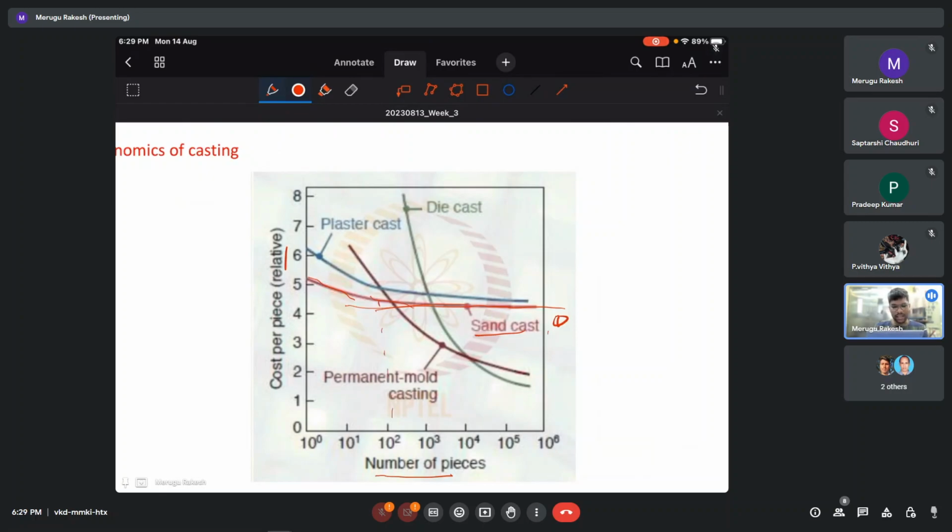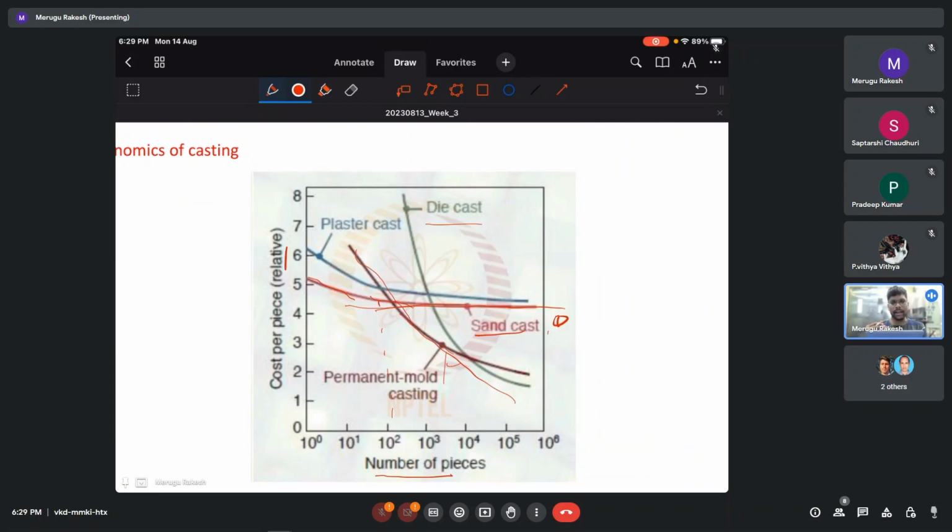But when you go to plaster cast, in which we can use POP or plaster of Paris for the same process, it is also the same. Initially it is decreasing, but later it is a little bit constant. But when you see permanent mold casting, the slope is drastically decreasing with respect to the number of pieces. It is decreasing at a very high rate. And then if you go for die casting, which is the highest, it is giving you the least amount of cost when the number of components is increased.